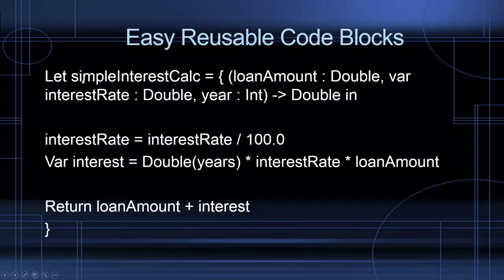We can have any kind of name, and we can just do let, or we can do var, that kind of stuff. And then anytime I need to do some kind of interest calculation, I can just take this block of code and move it to my new program. So it's kind of like, don't reinvent the wheel, just reuse what you've got.